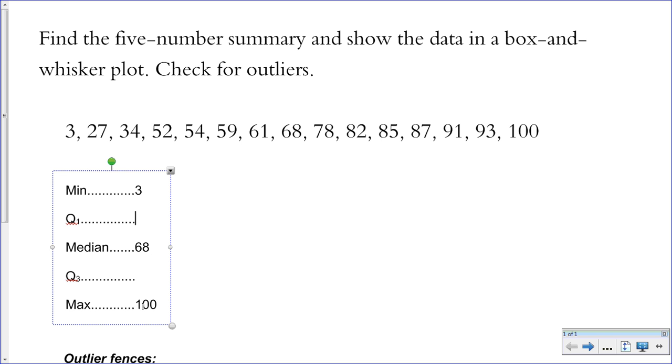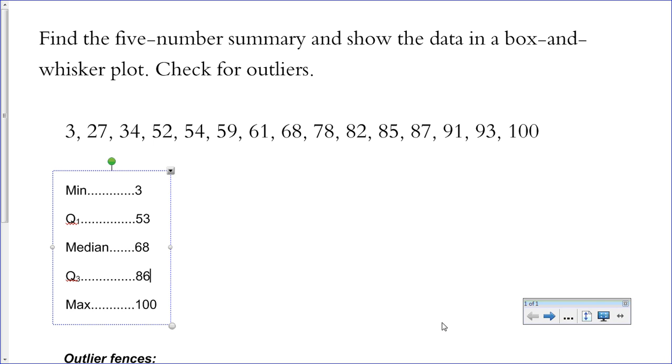We're going to calculate the first quartile by including the lowest 8 numbers in the set and looking for the middle of that. So here it would be between the 52 and the 54, which is going to be 53. And then for the third quartile, we're going to count the upper 8 numbers, from the 68 through the 100, and looking at the middle of that set, that's going to be between the 85 and 87, so 86. I have my 5-number summary.